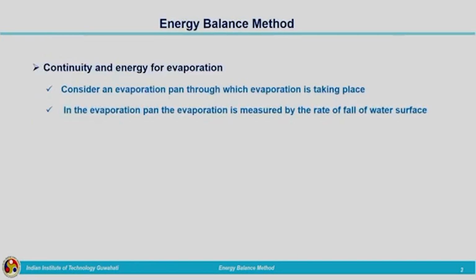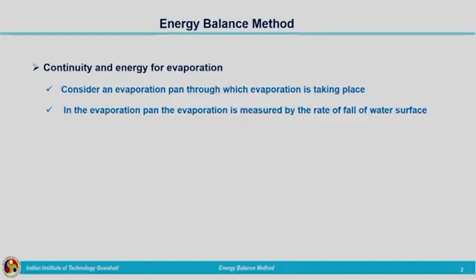Energy balance method is the combination of energy equation and also mass balance equation. Mass balance equation is the continuity equation. We will be deriving the continuity equation and also energy equation, and combining these two we will come up with the expression for the estimation of evaporation. So, this is a combination of energy and continuity equation.